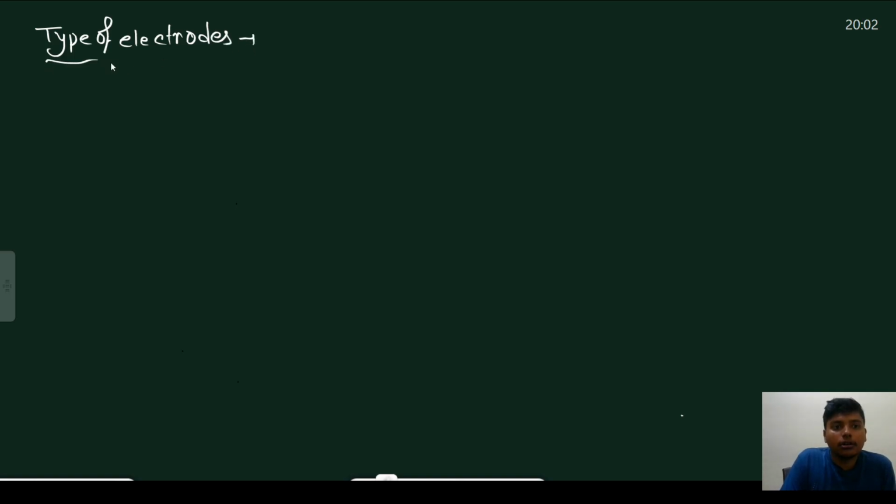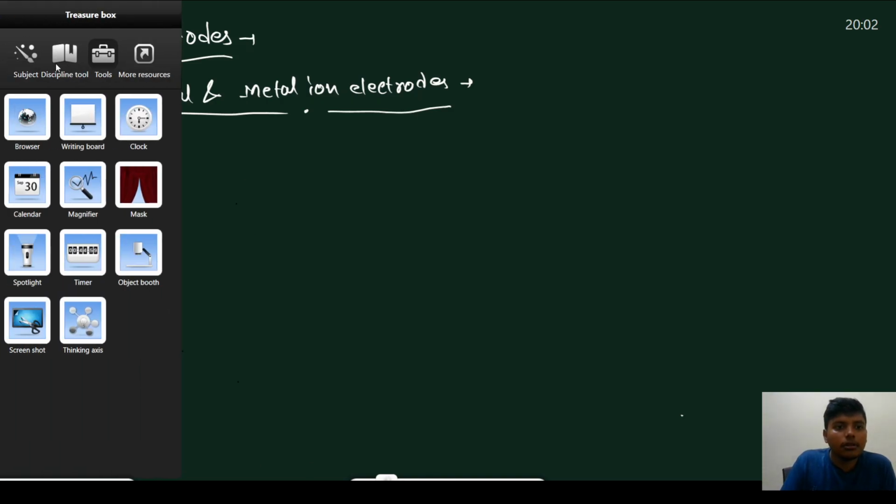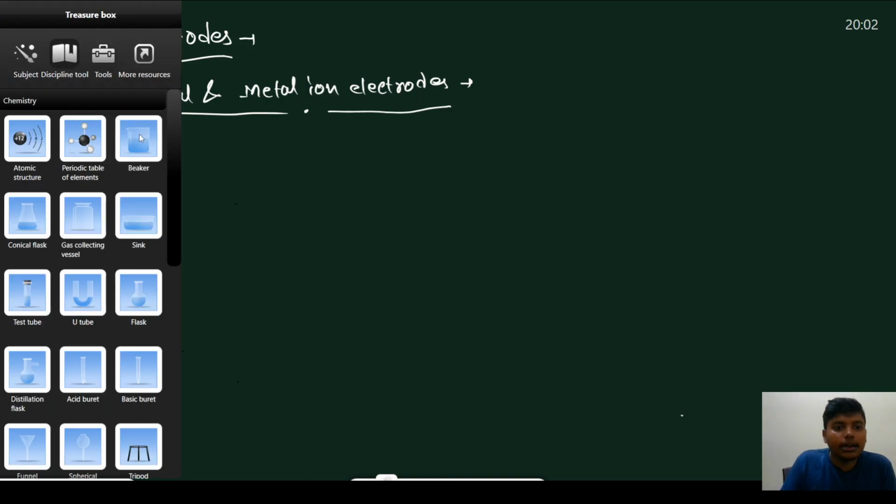So, types of electrodes. The first type of electrode is called a metal and metal ion electrode. So what is a metal and metal ion electrode? It's very simple. It's the normal electrode we are using.